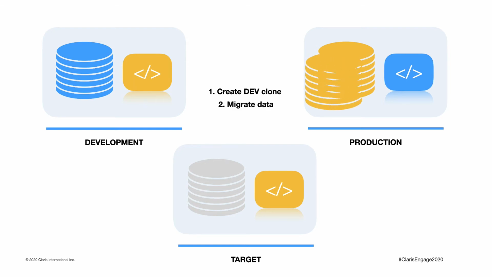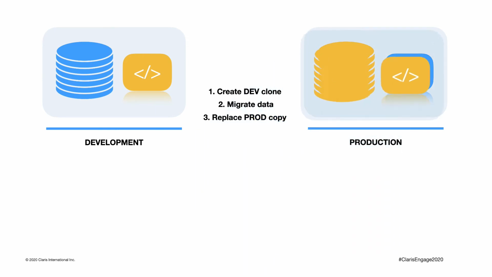The next step is to migrate the data from production. This is where the data migration tool comes into play. Once it finishes migrating the data, our target file has the data from production and the code from development. The third step is to replace the production file with our migrated target file.